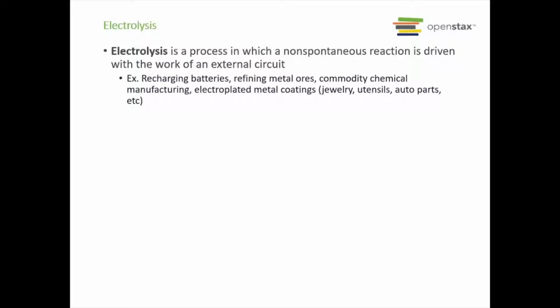So electrolysis is a process in which a non-spontaneous reaction is driven with the work of an external circuit. So for instance, recharging batteries, refining metal ores, commodity chemical manufacturing, electroplated metal coatings for things like jewelry, utensils, and auto parts. These are all examples of using electrolysis.